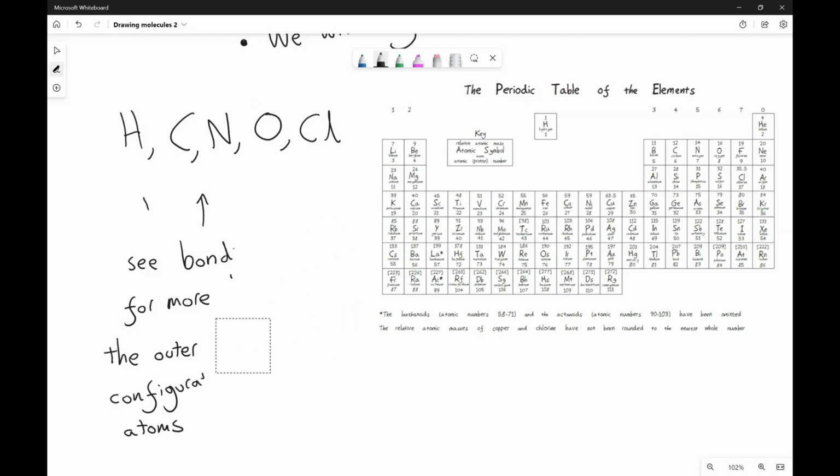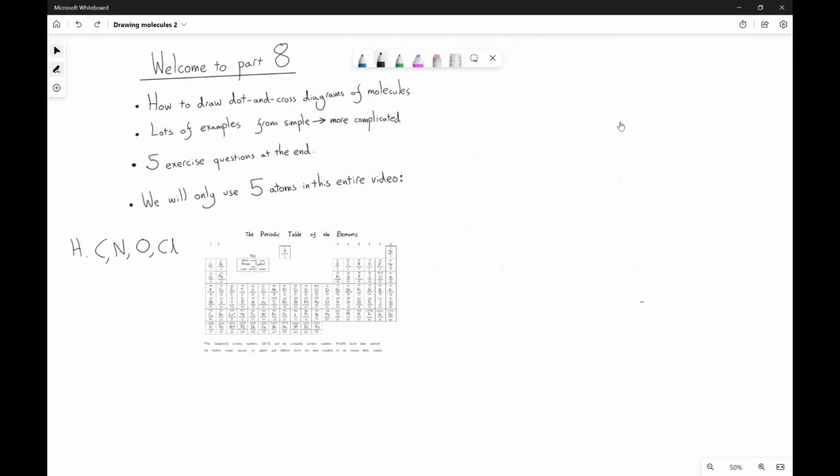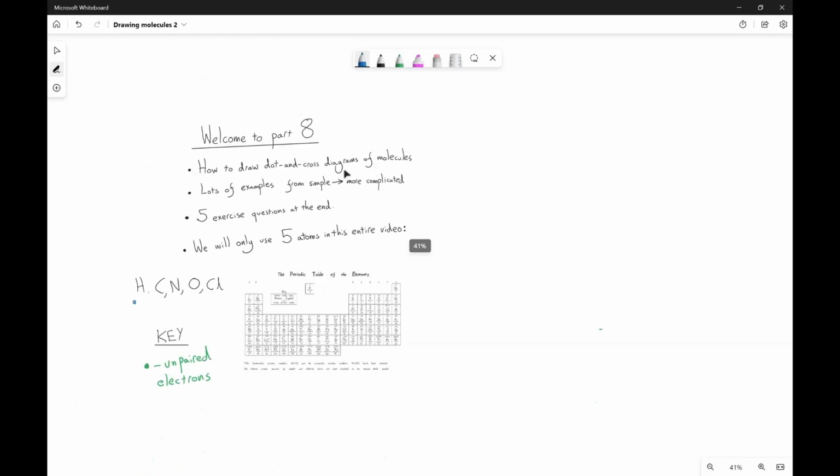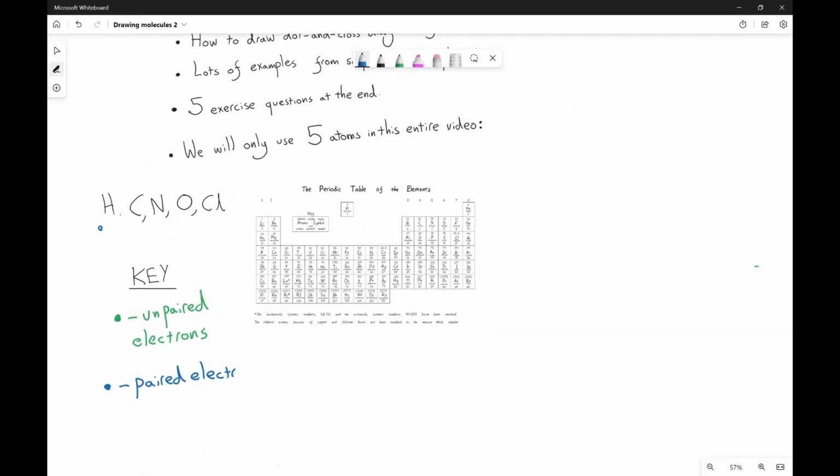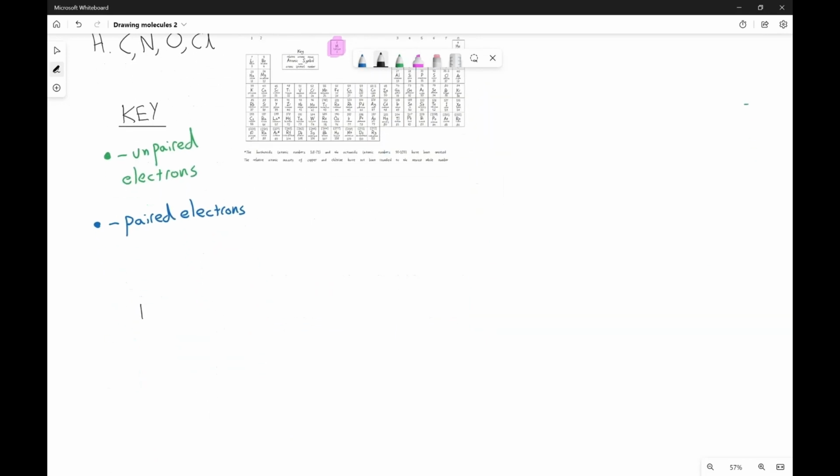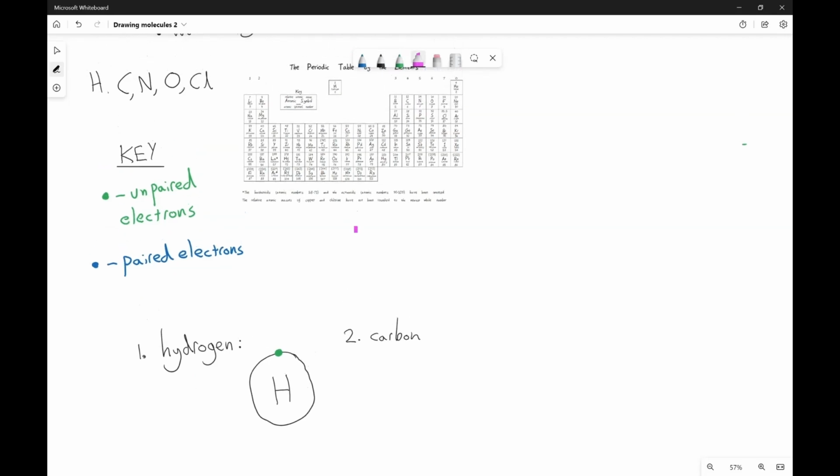Okay, before we start drawing molecules, let's have a quick recap on the outer shell electron configurations. And I'm going to, this time, have the unpaired electrons in green and the paired electrons, usually what we call lone pairs, in blue. So hydrogen, it has 1 unpaired electron. Now we've got carbon. Carbon is in group 4, so it's got 4 unpaired electrons, in each quadrant of the circle.